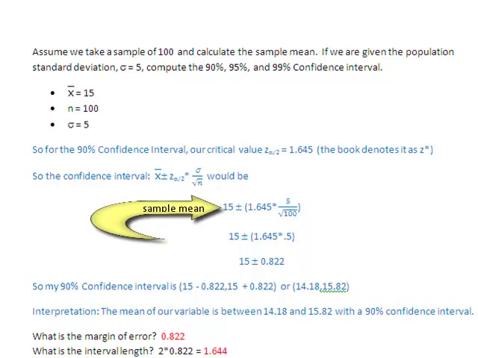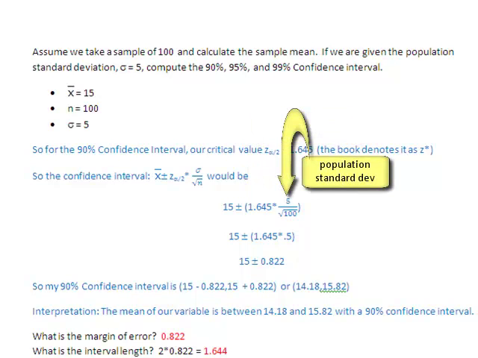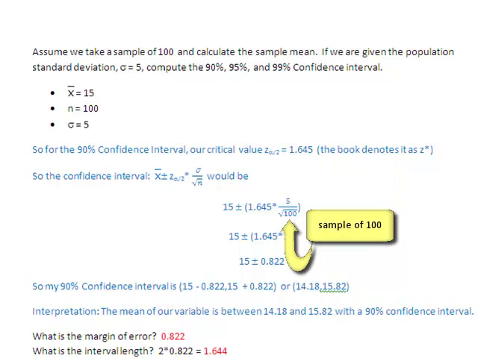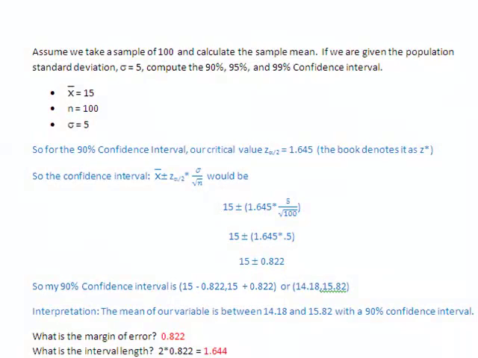So I plug in all those numbers. X bar in this case is 15. Our critical value, we know, is 1.645. 5 was given to us as our population standard deviation, and we have a sample of 100, so our n is 100. I put those numbers in, then keep calculating, and I get 15 plus or minus 0.822. So I subtract that from 15, add it to 15, and I get the confidence interval of (14.18, 15.82). That's how we write up a confidence interval.